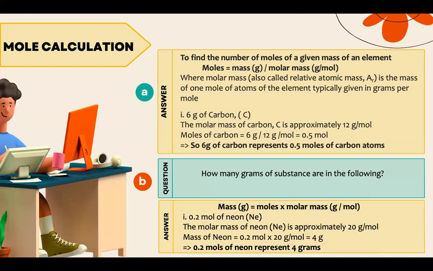6 grams of carbon. The molar mass of carbon is approximately 12 grams per mole. By using the above formula, moles equals mass divided by molar mass, you get the value of 0.5 mole. So 6 grams of carbon represent 0.5 moles of carbon atoms.